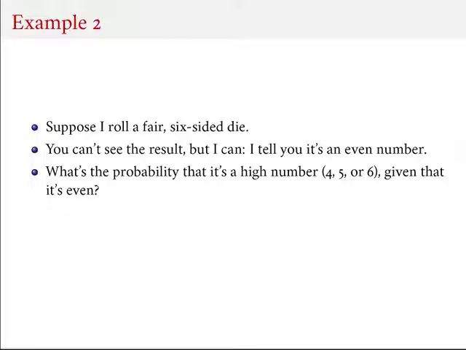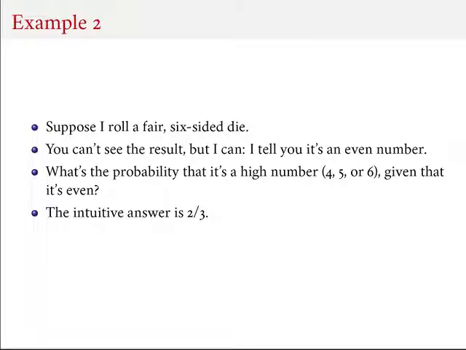So you learn that the die rolled an even number. Now you might ask, what's the probability that it's a high number, i.e. a 4, 5, or a 6, given that it's even? So suppose that you believe me that it's even. What's the probability that it's a high number, given that the die rolled an even number?